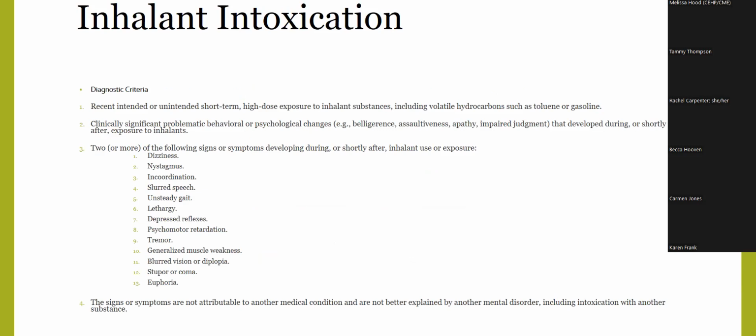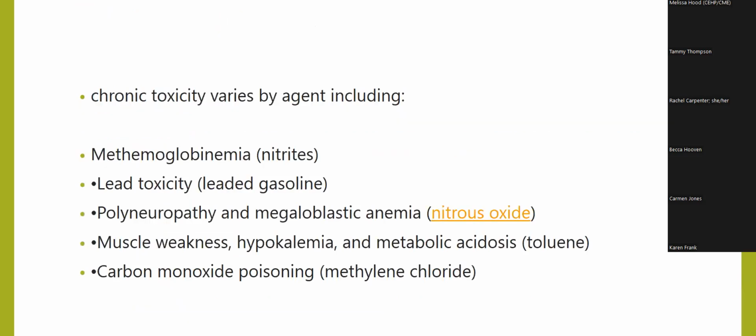So what does intoxication look like? Intoxication with inhalants is similar to intoxication with alcohol. So you can expect symptoms of dizziness, incoordination, slurred speech, unsteady gait, lethargy, depressed reflexes, tremor, general muscle weakness, blurry vision, and some people may have euphoria as a result of the intoxication. But the effect of the inhalant usually goes away fast enough.